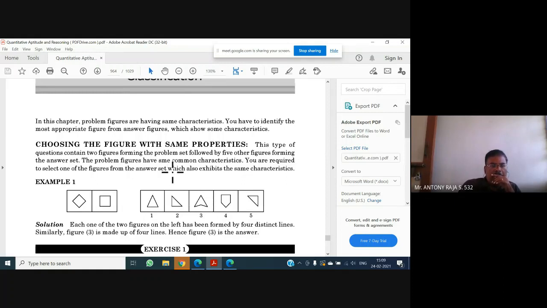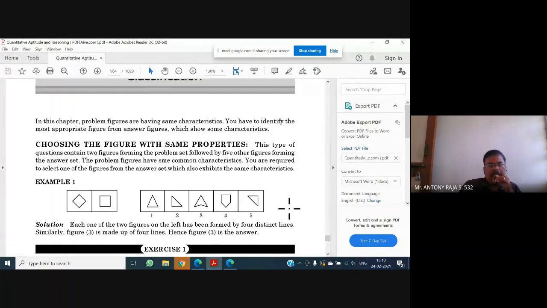The problem figures have some common characteristics. You are requested to select one of the figures from the answer set which also exhibits the same characteristics. So you have to select the figure which is more or less similar in characteristics to that of the problem set. From the problem set, we come to the conclusion that there are four lines.